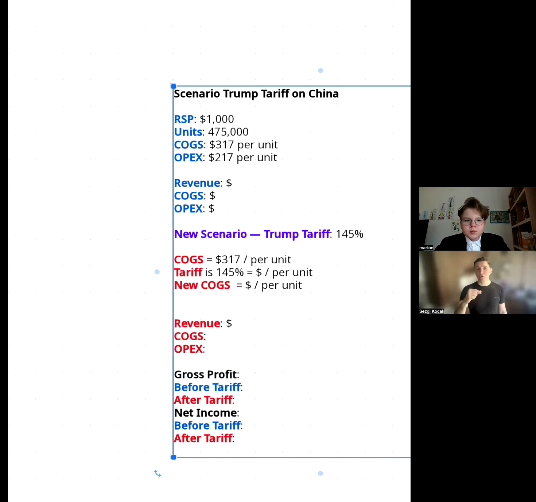Correct. And it has an OPEX of $217 per unit. What does OPEX stand for? Operational expenses. That is correct. So what I want you to do now is calculate the revenue, the COGS, and the OPEX, as well as the gross profit and net income before you apply any Trump tariff, which is, by the way, going to be 145%. You with me?